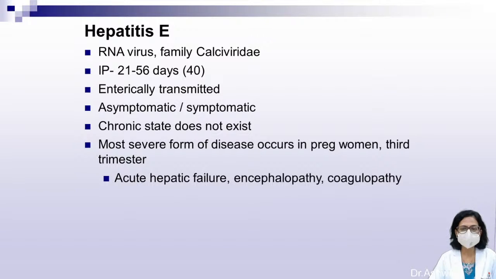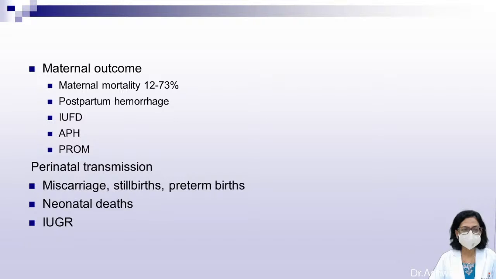There is a high risk of maternal morbidity and mortality because of acute hepatic failure, encephalopathy, and coagulopathy. So different study series have shown high maternal mortality. There is risk of postpartum hemorrhage, intrauterine fetal death, antepartum hemorrhage, and premature rupture of membranes. There is perinatal transmission, which can result in miscarriage, stillbirth, preterm birth, neonatal deaths, and can affect the growth of the baby.